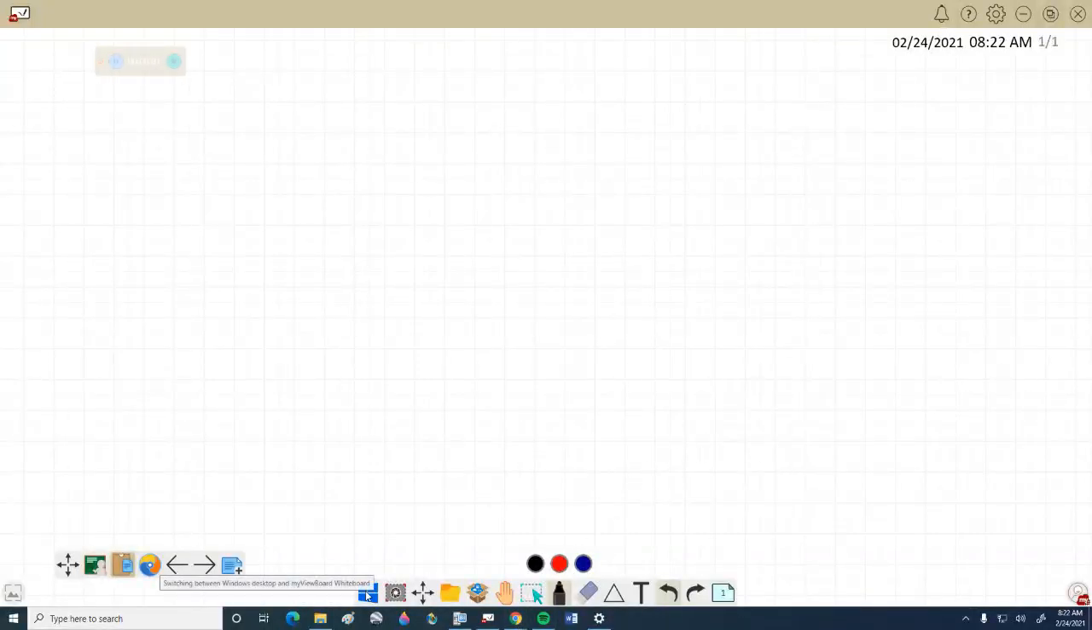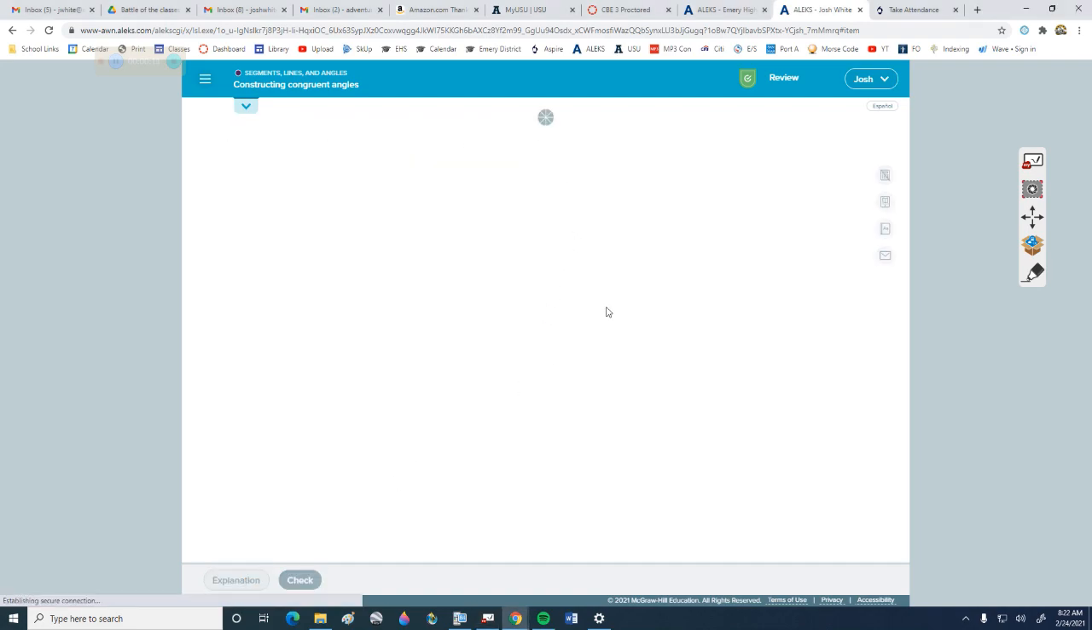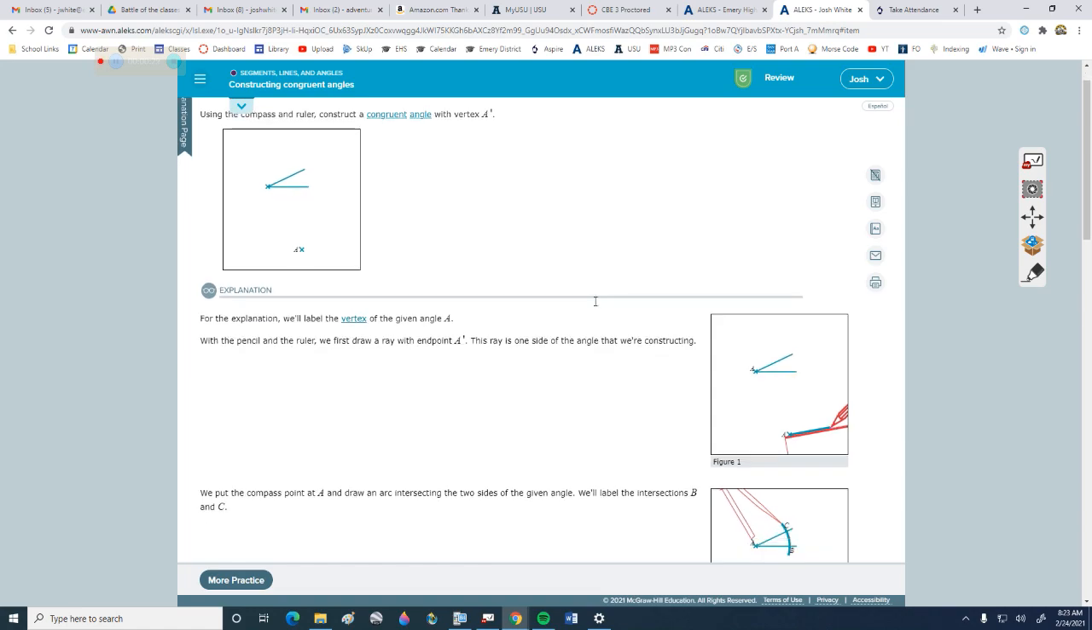We are doing 8.5 today. So, using the compass and ruler, construct a congruent angle to vertex A. So, we have this angle here, and then we have a point A. We want to make an angle that's the same size as that angle.